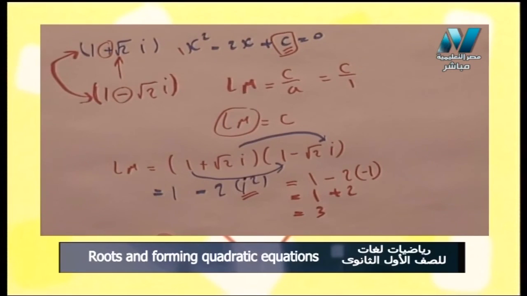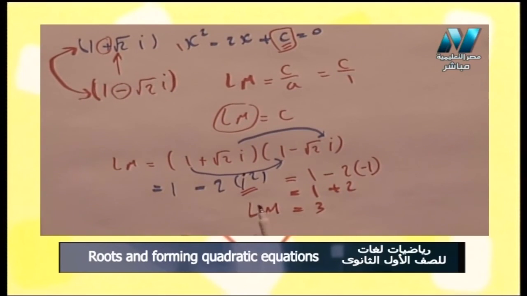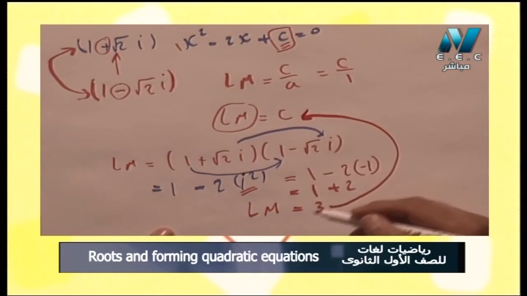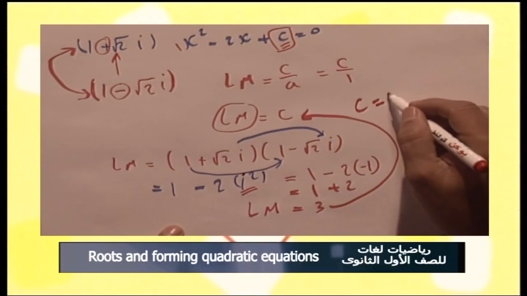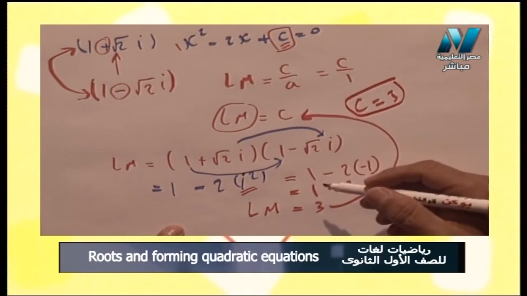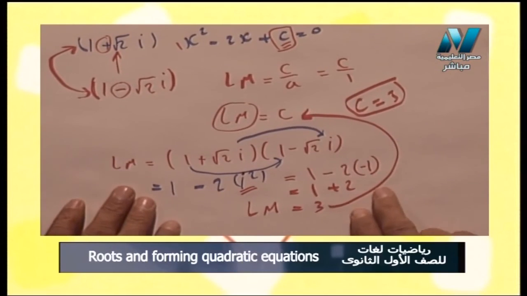Okay. What is 3? 3 is the product of the two roots here. Okay. L times m equals 3. And we have here L times m equals c. So c will be 3. Okay. We have found c now equals 3.